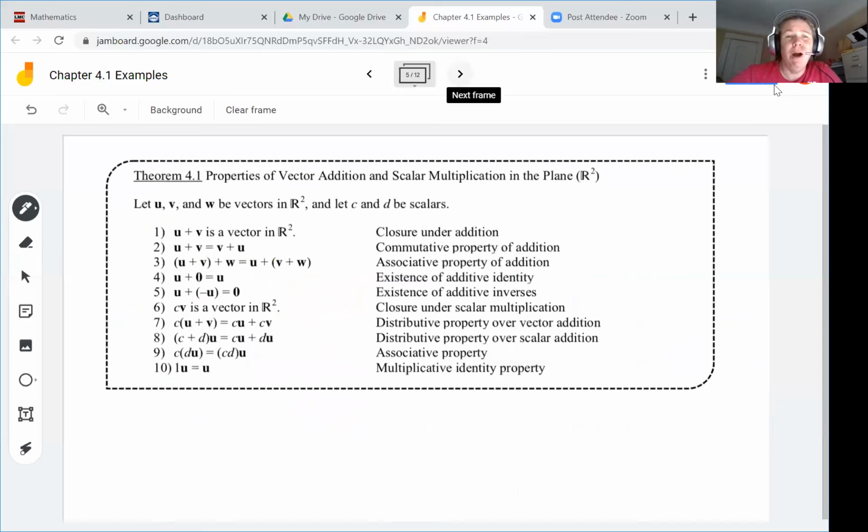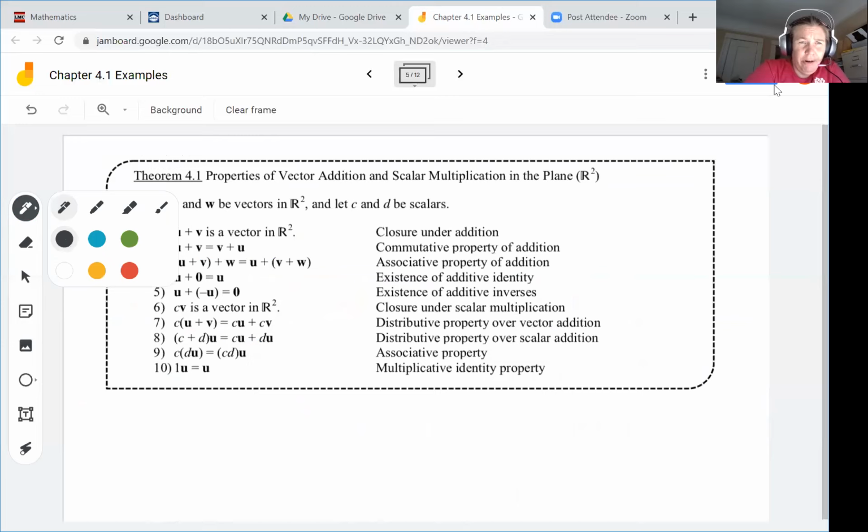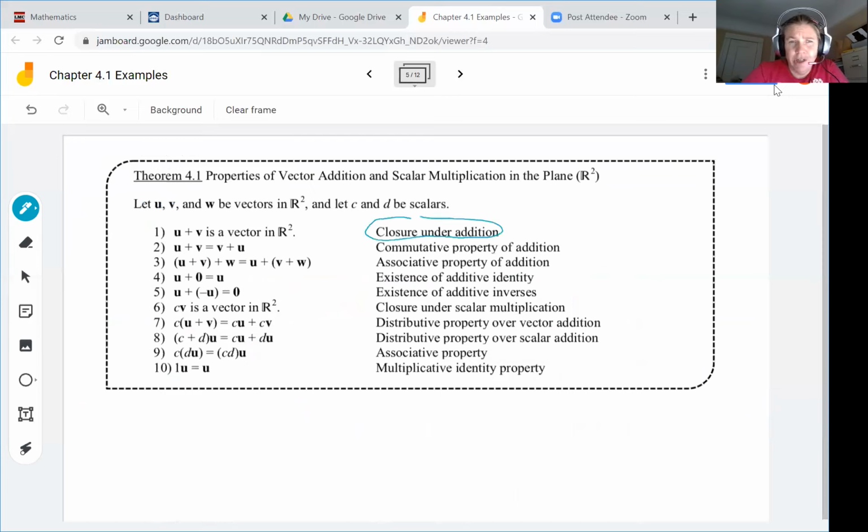Let's read about some properties of vector addition and scalar multiplication in the plane. Again, the plane is just 2-dimensional real numbers, or what we call R2. So we're going to let u, v, and w be vectors in R2, and c and d are going to be scalars. The first property is what's known as closure under addition.